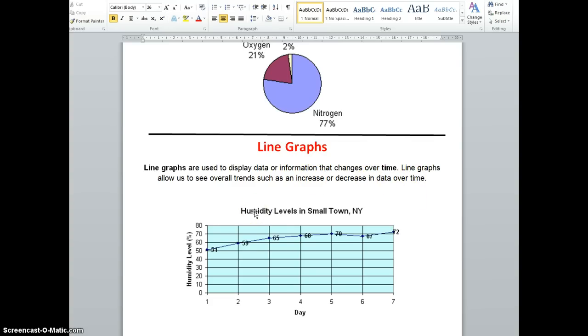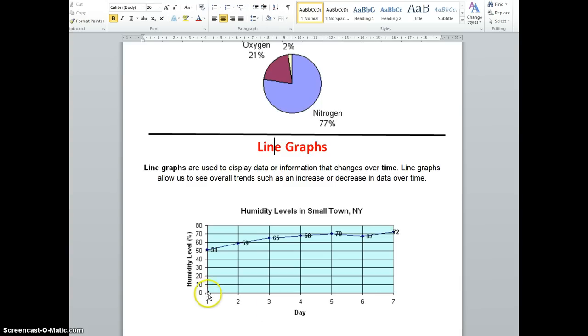So let's take a look at this example here. This line graph is showing us humidity levels in a small town in New York. So we have high humidity in Hong Kong. All of us know about humidity. So down the side, we have a label. This is the humidity. And this side, the label day.